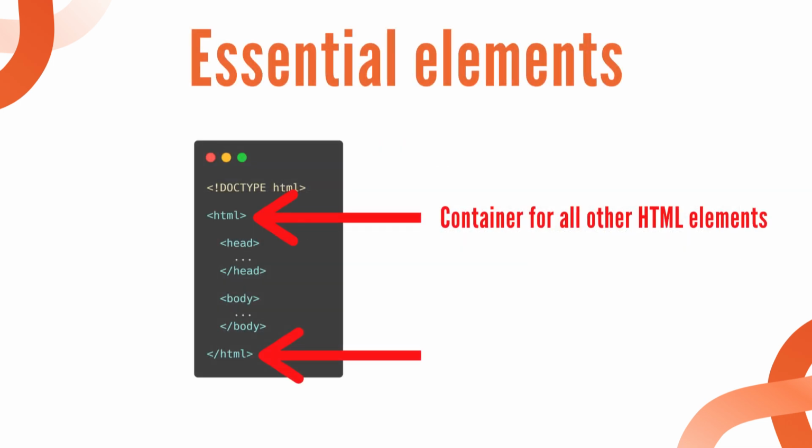The next one is the HTML tag itself. This is just a container for all your other HTML elements. Right now the doctype tag sits outside of this HTML tag, but every other tag will sit inside of this HTML tag. It's just a container to hold all of the other HTML elements.